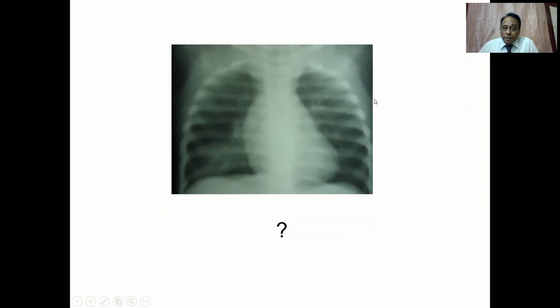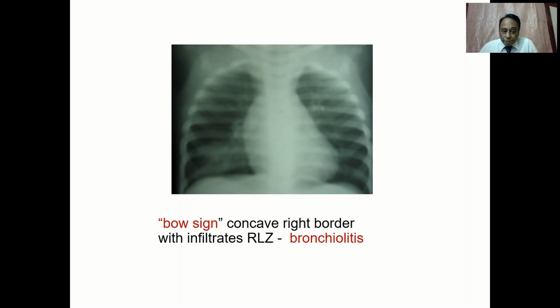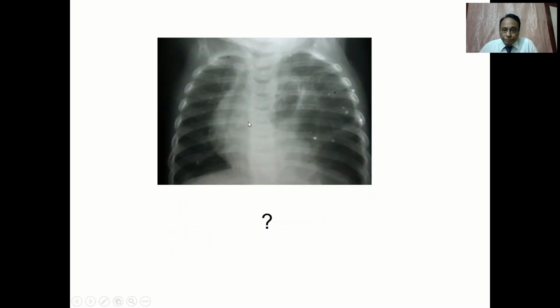Right. Here, what is this X-ray? It looks slightly hyperinflated, and the right border is very uniform, bow-like, and here you can see the domes are depressed, and you can also see perihilar infiltrates. Such a child, probably a 6-month-old, presenting with a cough, coryza, and wheeze typically goes with bronchiolitis. So the bow sign is the one that typically goes with bronchiolitis.